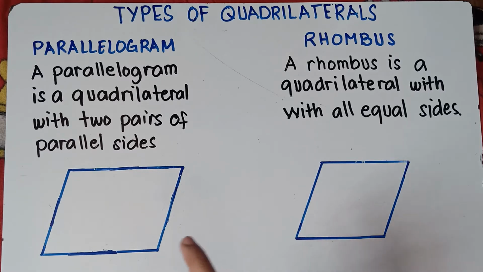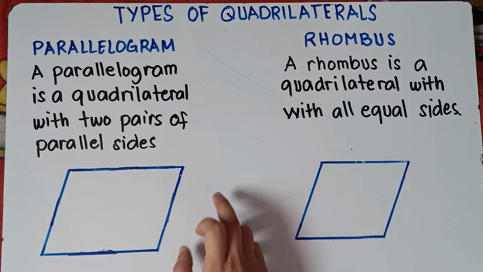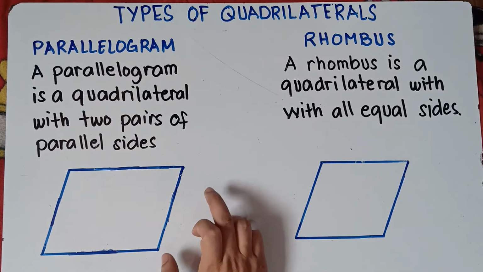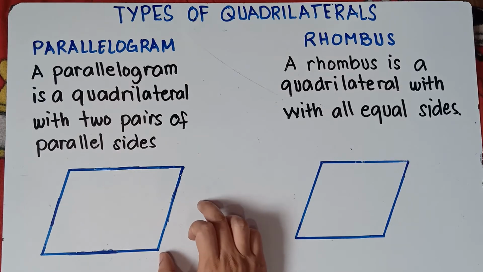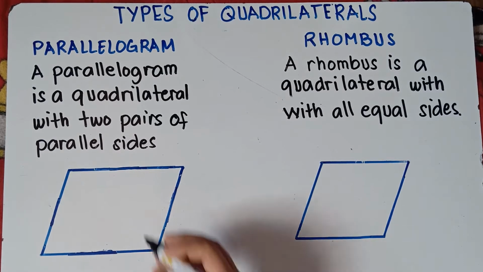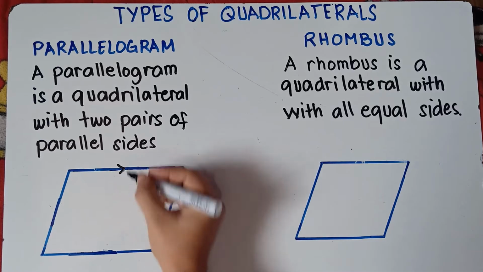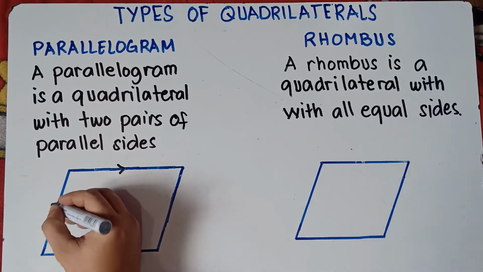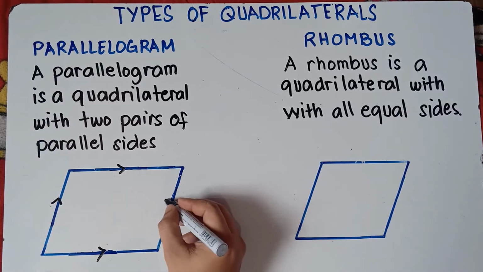So let's start with parallelogram, basic definition of parallelogram class. A parallelogram is a quadrilateral with 2 pairs of parallel sides. So therefore, this side is parallel to this side, and this side is parallel to this side.